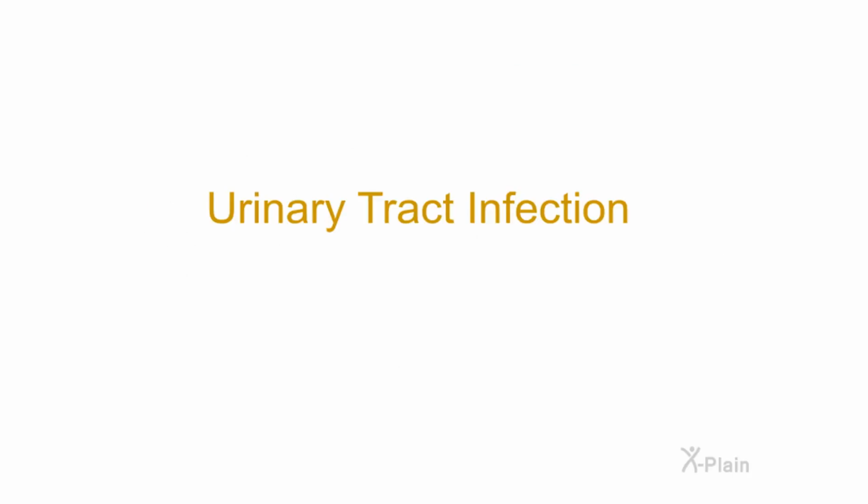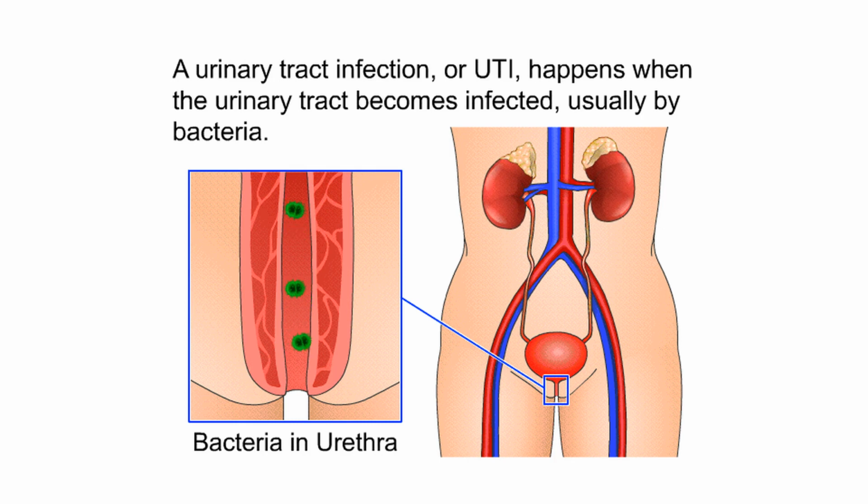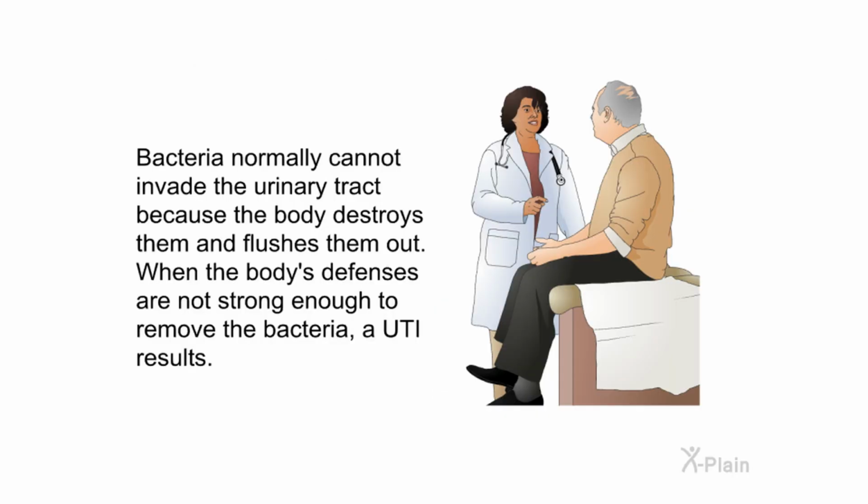Urinary tract infection. A urinary tract infection, or UTI, happens when the urinary tract becomes infected, usually by bacteria. Bacteria normally cannot invade the urinary tract because the body destroys them and flushes them out. When the body's defenses are not strong enough to remove the bacteria, a UTI results.